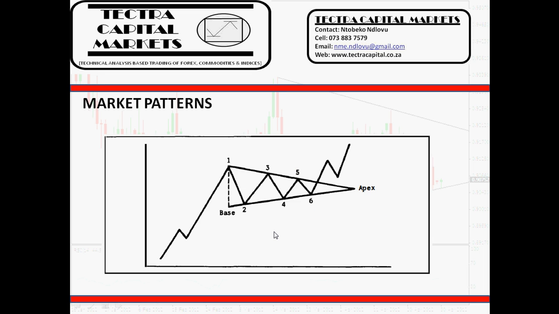This is an example of a symmetrical triangle pattern. Prices here have been in an uptrend, and then suddenly they form themselves into a consolidation pattern which really forms itself into a triangle. In this case, if you wanted to make a profit from it, you would wait for prices to break out of this pattern, and as soon as it breaks out, it tells you that it's continuing in its upward direction, in which case you could then buy the currency pair and make the profit as the pair moves in an upward direction.